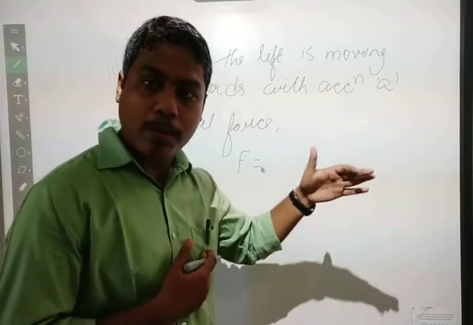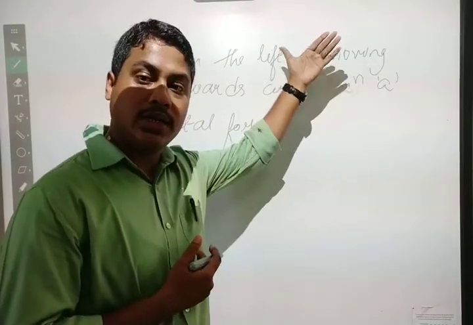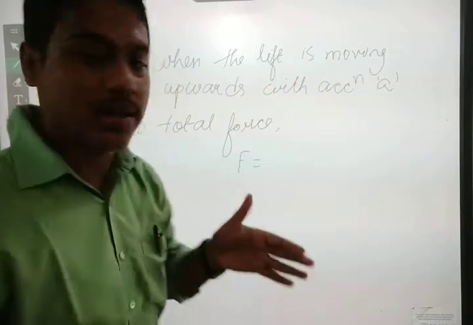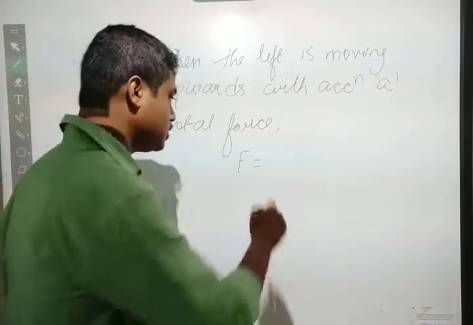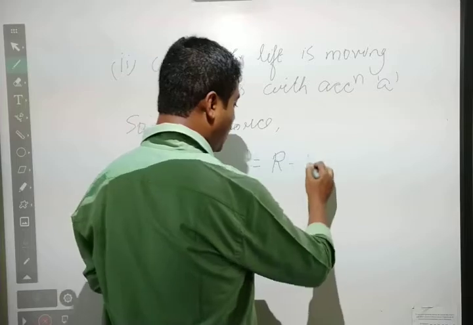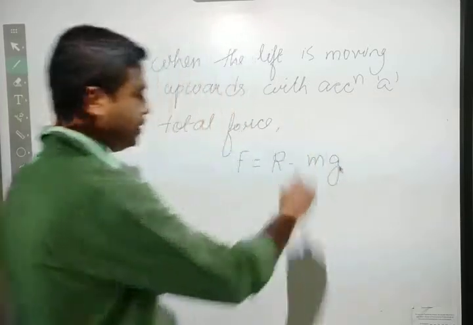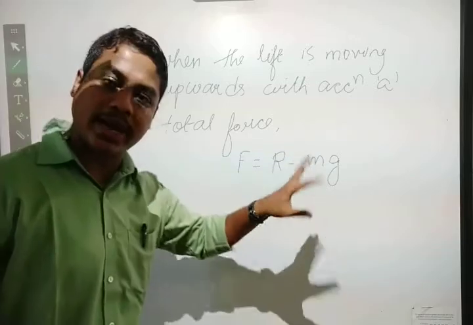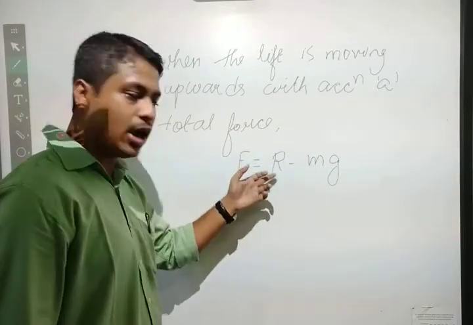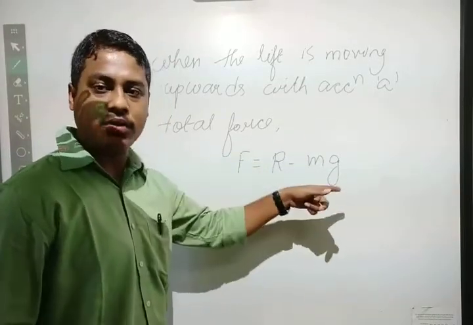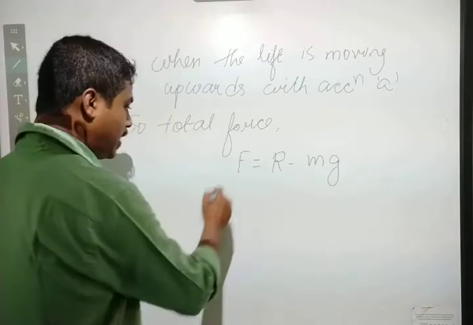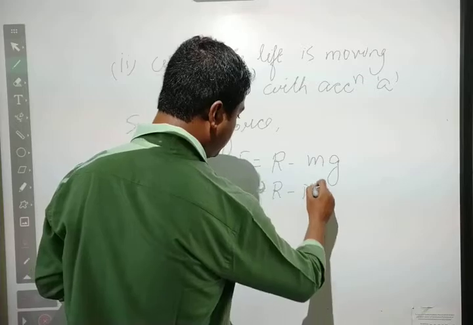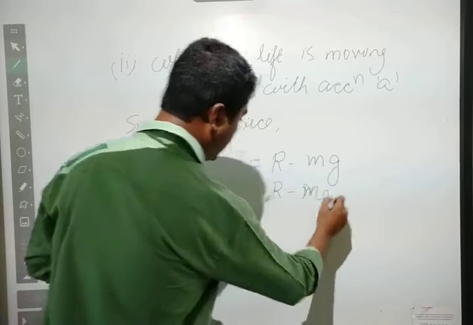If your lift is moving upwards, obviously the reaction force will be more than its weight. So if I calculate the total force, we can write it as R minus mg, because the reaction force is more and both act opposite to each other. Then, if I write that force is equal to mass into acceleration, it will be R minus mg equals ma.